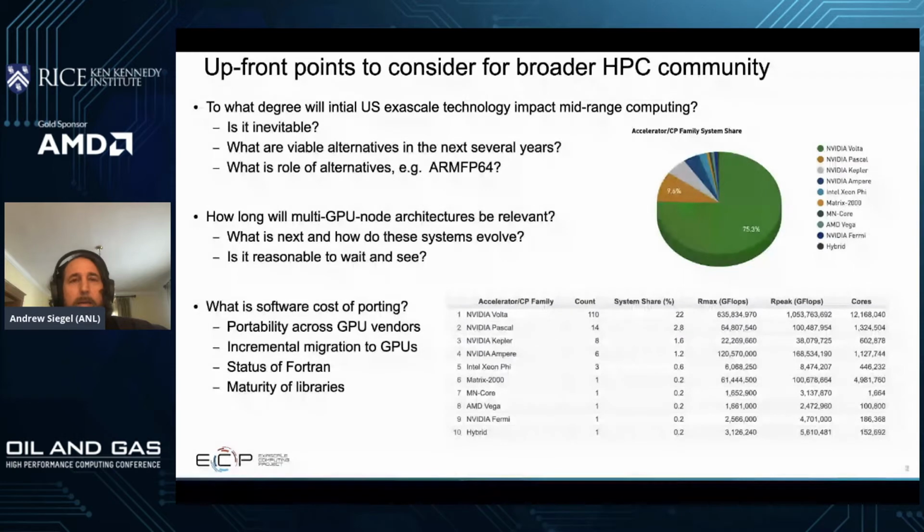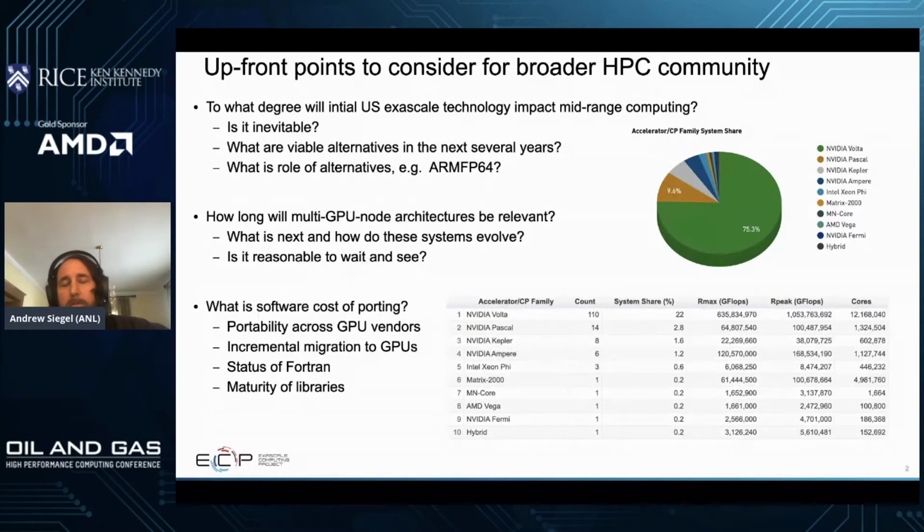And related to that is, what is the cost of porting? That includes complexities in portability across multiple GPU vendors, strategies for incremental migration to GPUs that don't require massive software overhauls to get correctness in initial results, the status of legacy code, for example the Fortran language, and something closely related, which is the maturity of the system software and the application level libraries.